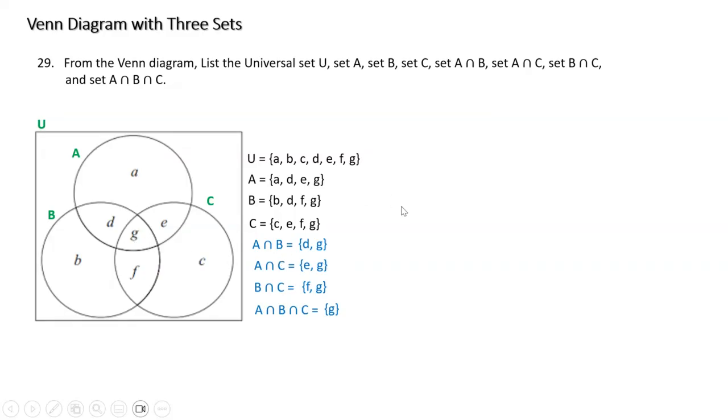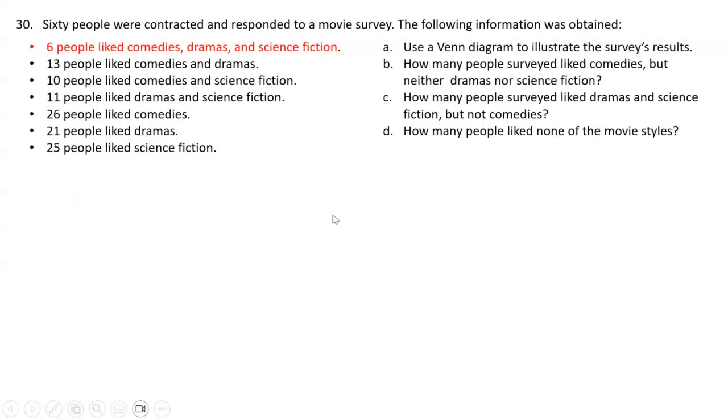That's my result for number 29. Okay, now comes this, which is also from the homework. It says 60 people were contacted and responded to a movie survey. The following information was obtained.